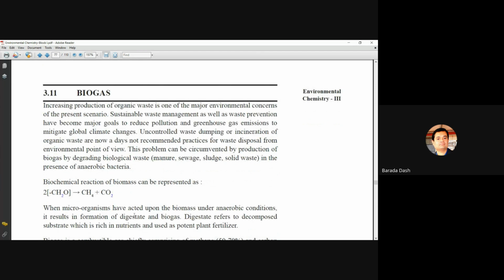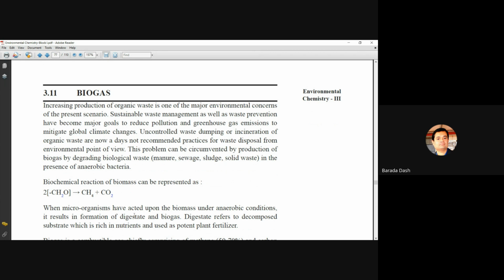Biogas. Increasing production of organic waste is one of the major environmental concerns. Organic waste means food waste, all kinds of waste, fruit waste, or food material. Anything that can be easily composted, that easily undergoes putrefaction. If you keep food for one or two days, it will be wasted. So that is called organic waste.